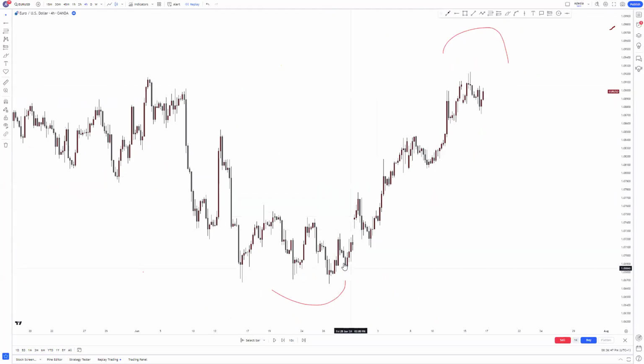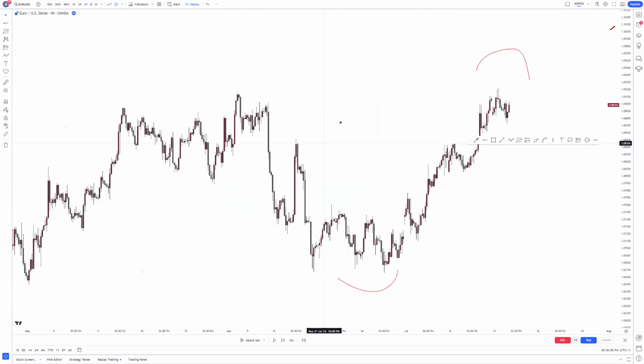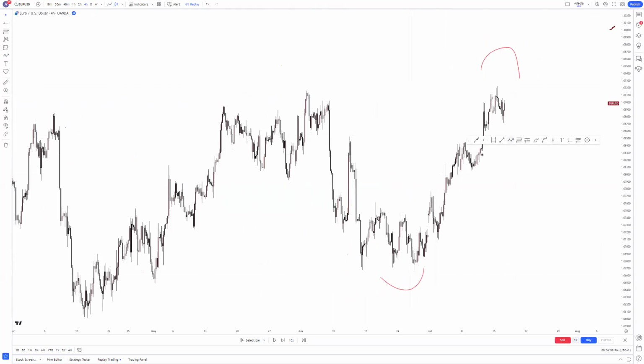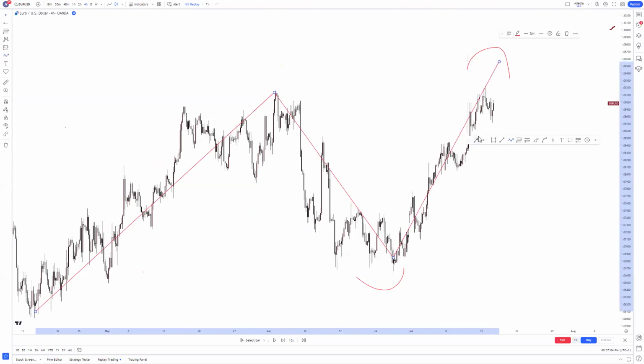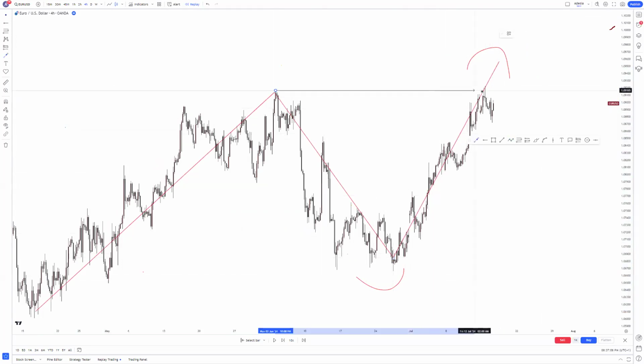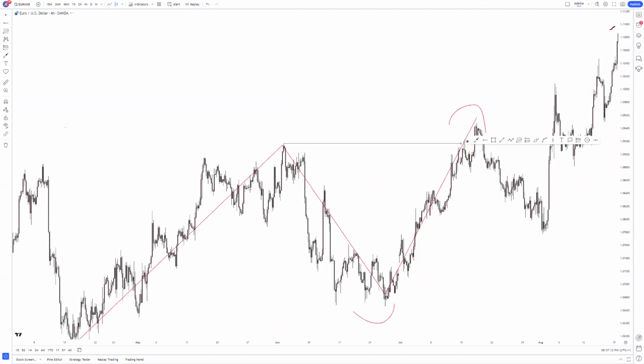So if we make an impulsive move in the direction of the market, retracement is the pullback. This is the impulsive move from here to here, back to here, break of structure. So this is where the valid break of structure comes in. That is your swing structure, right?